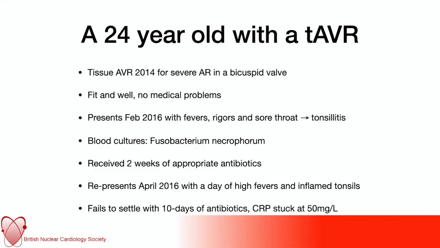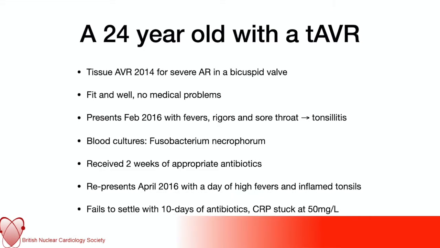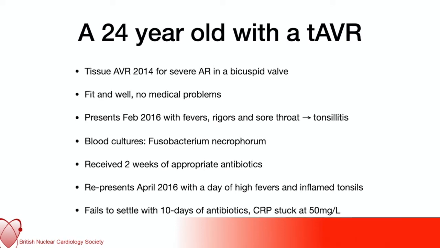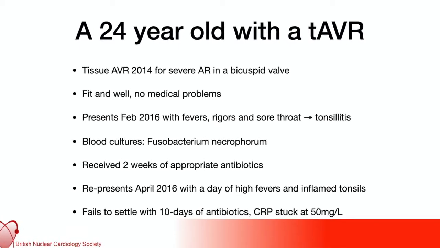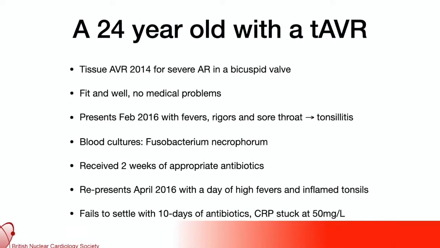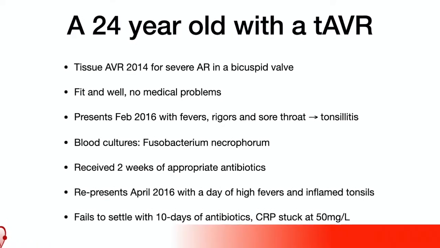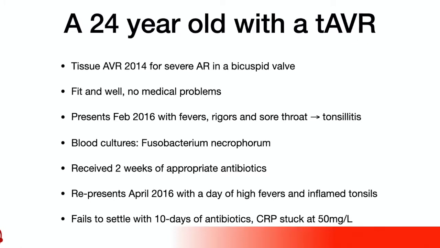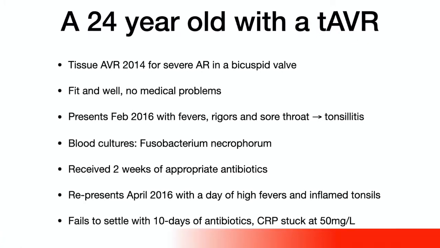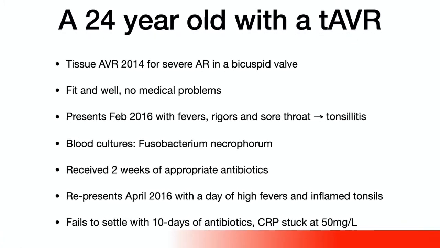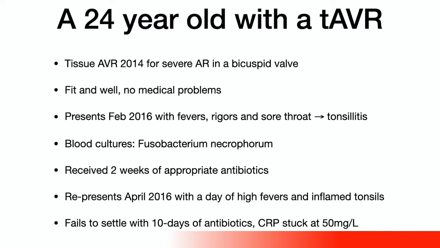A 24-year-old, he has a tissue aortic valve, and that was performed for a severe aortic regurgitation in a bicuspid valve. He was fit and well, no other medical problems. But he first presents in February 2016 with fevers, rigors, and a sore throat. He was diagnosed with tonsillitis. The blood cultures grow Fusobacterium, and he receives 2 weeks of antibiotics. However, in April, he's back with high fevers, inflamed tonsils.